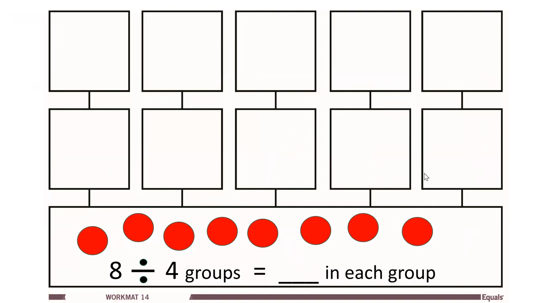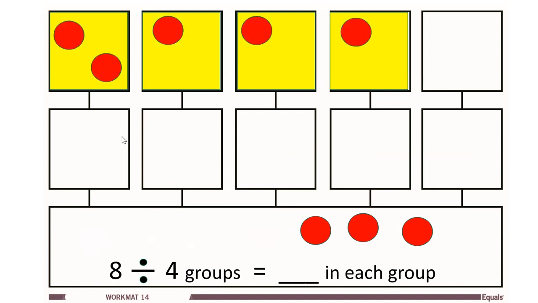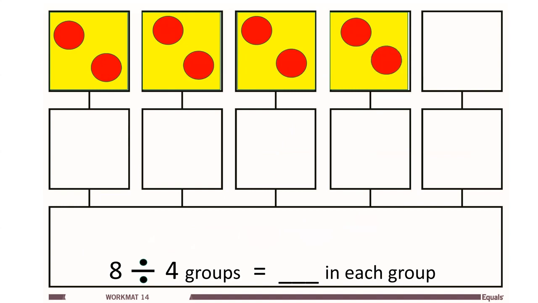This work mat is for students learning about division, where I know that I have 4 groups. It says it in the problem, 8 divided by 4 groups equals blank. I need to find out how many are in each group. And then I can place these counters one at a time, and find out there are 2 in each group.